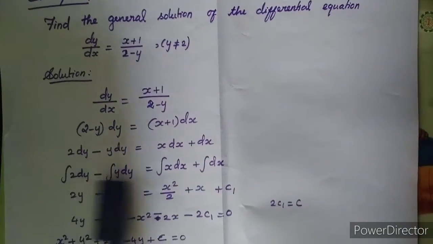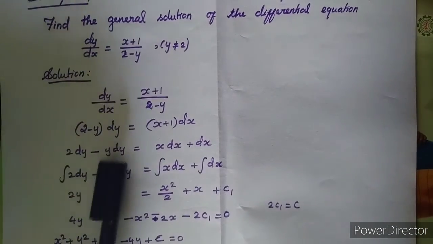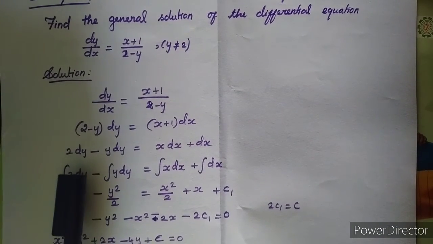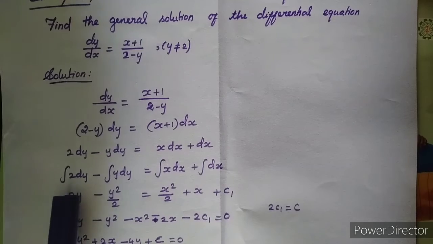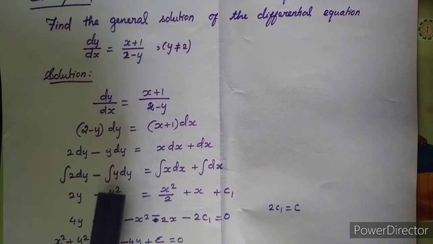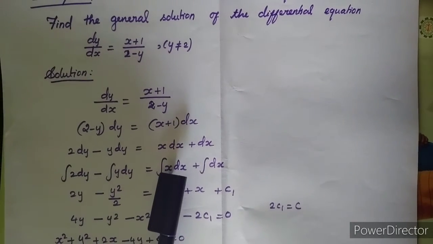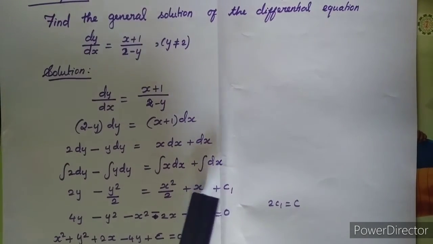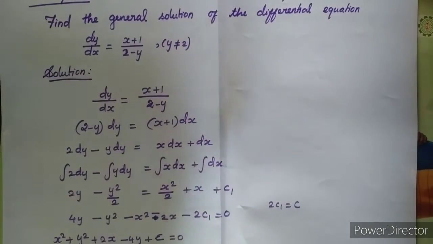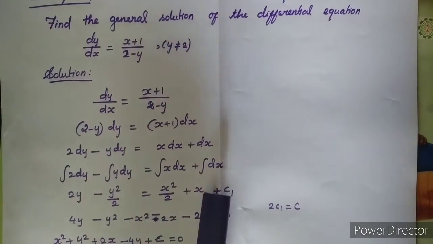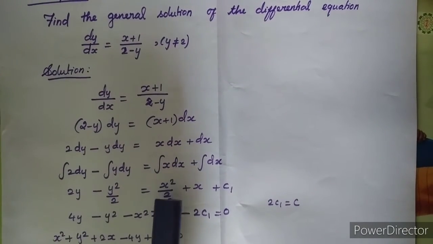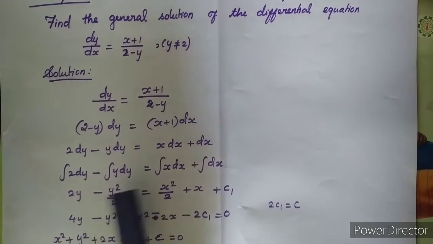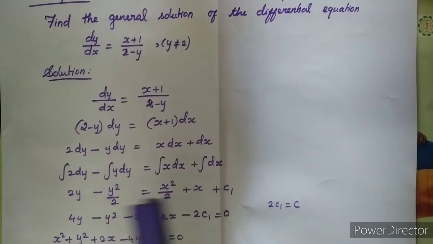Take the integral of all the terms. Consider the integral for each and every term. Integral of 2 means 2 into, with respect to y, therefore 2y. Y integration value is y square by 2. X integration value is x square by 2. Then integral dx answer is x plus some constant, that is c1. Now consider all the terms on the left side. Therefore this x square by 2 will be minus x square by 2. This x will be minus x on the left side. This c1 will be minus c1.